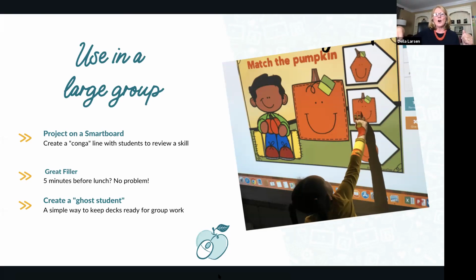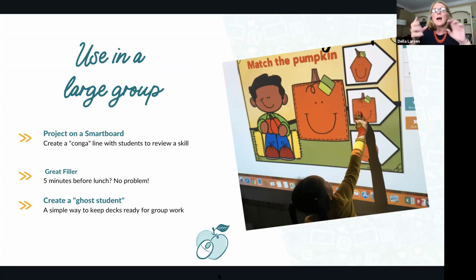We would make kind of a conga line all around the classroom, and the kids would come up and click and move along, click, move along, click, move along. And it got them moving around the room, got them up and moving around, and it was a fun activity. This is perfect for reviewing a skill that you know they've pretty much got, or for that 5-minute filler, you know, those 5 minutes, you finish the lesson and you still have 5 minutes before lunch or 5 minutes before gym. And it's like, oh my goodness, what are we going to do now?